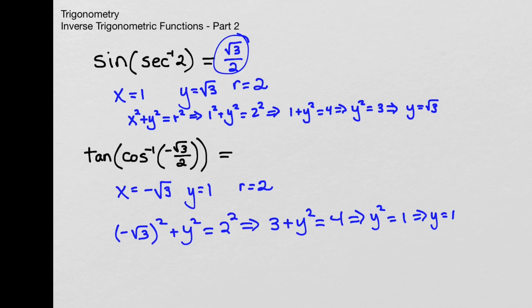So now we're going to take the tangent of this angle. So I'm going to put y over x, and that's 1 over negative square root of 3. And when I simplify this and rationalize the denominator, I get negative square root of 3 over 3 for a final answer. And that's how you solve those problems.